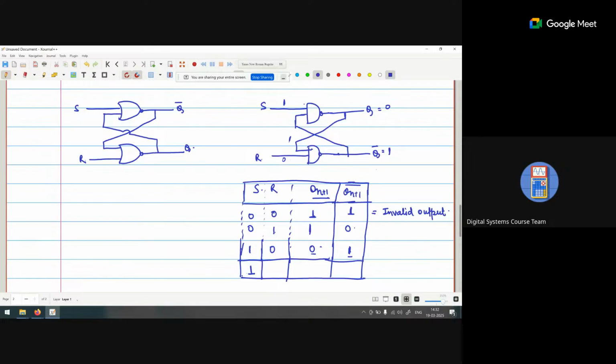So 1 and 1 becomes 0. So Qn is 0, and this 0 will be coming in this way. So 0 and 1 is applied here. So R is 1 and Q is 0. So 1 and 0 becomes a 1. So we can say this condition is called the no change condition.